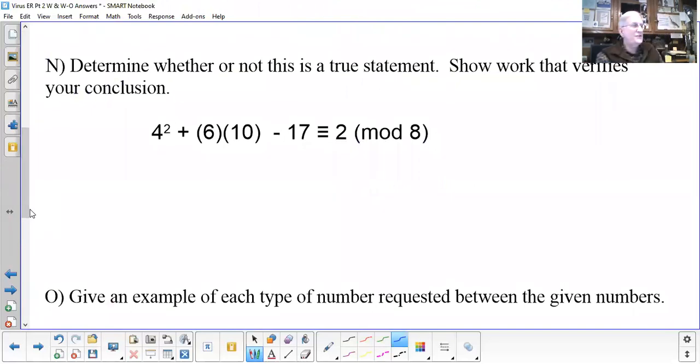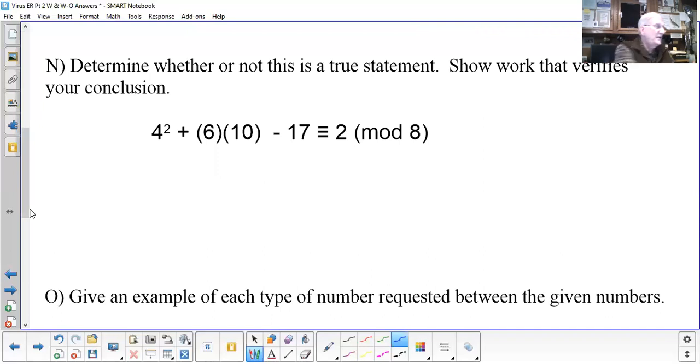Determine whether or not this is a true statement. Show your work that helps you decide your conclusion is correct. All right, if you recall on these, the simplest thing to do is take the left-hand side and work it out in normal arithmetic. And then let's change it to mod 8.